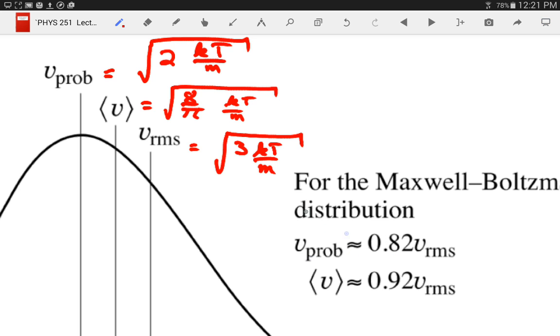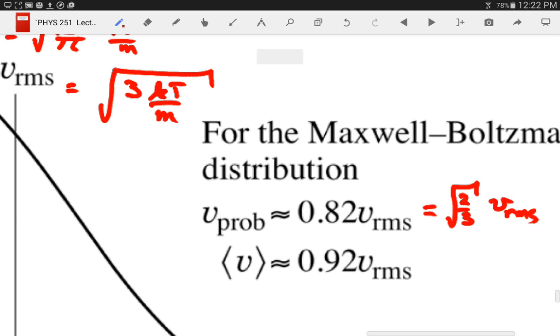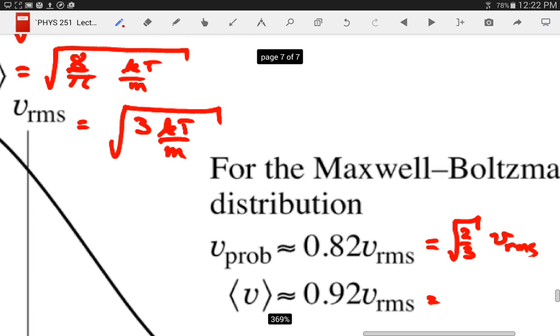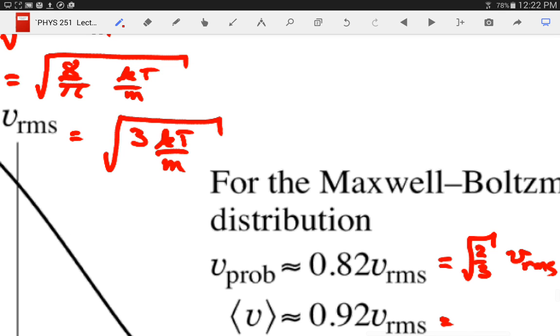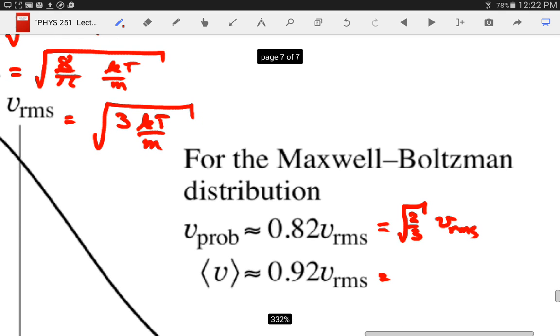V most probable is going to be square root 2 kt over m. If I put that in terms of VRMS, I'm just going to do square root of 2 divided by square root of 3 times VRMS. So this is square root of 2 over 3 VRMS. And what about the average speed? What would I have for the average speed? I know I just took it off the screen. Okay, zoom down so we can see them both. What would I have here for the relationship between VRMS and the V average?